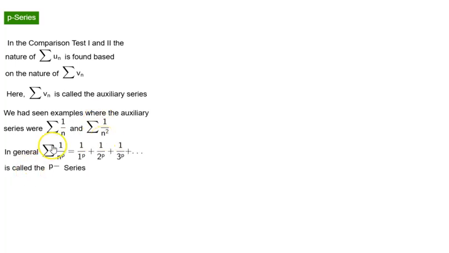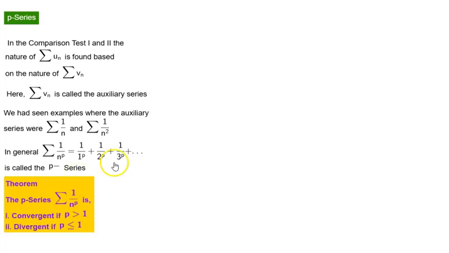So in general, the series 1 by n to the power of p, which is expanded like this, is called the p series. The reason why it is important is because once you understand this theorem, you will have a series where you know whether it is convergent or divergent, so that when you're working on some other series, you can use these for comparison, which we have already done.